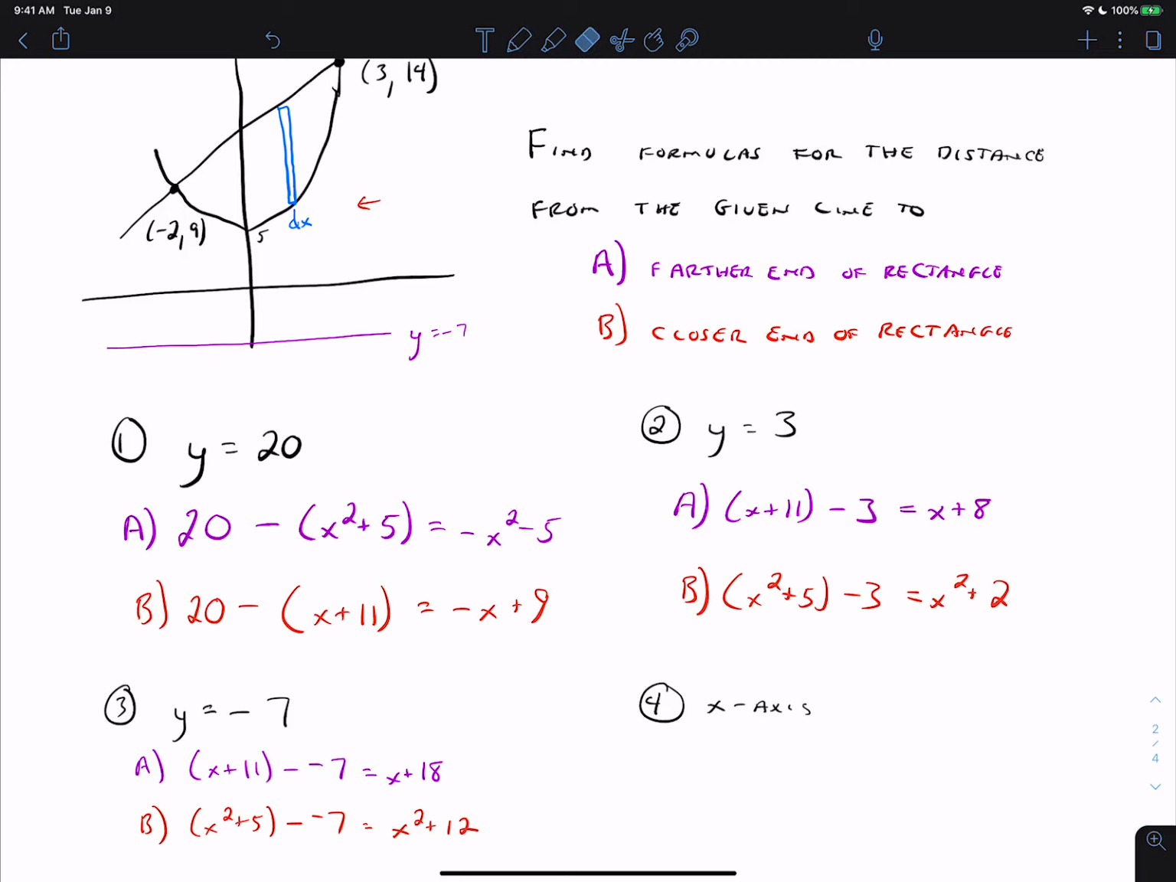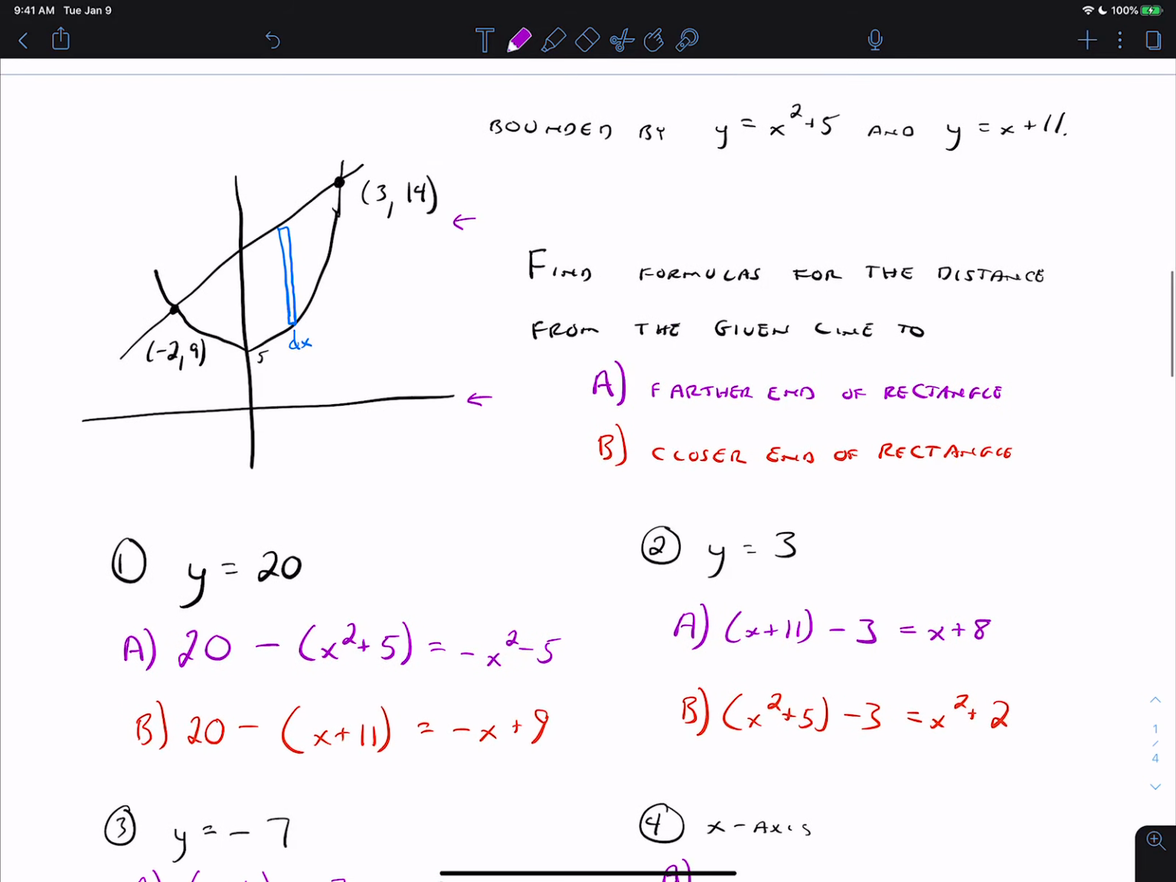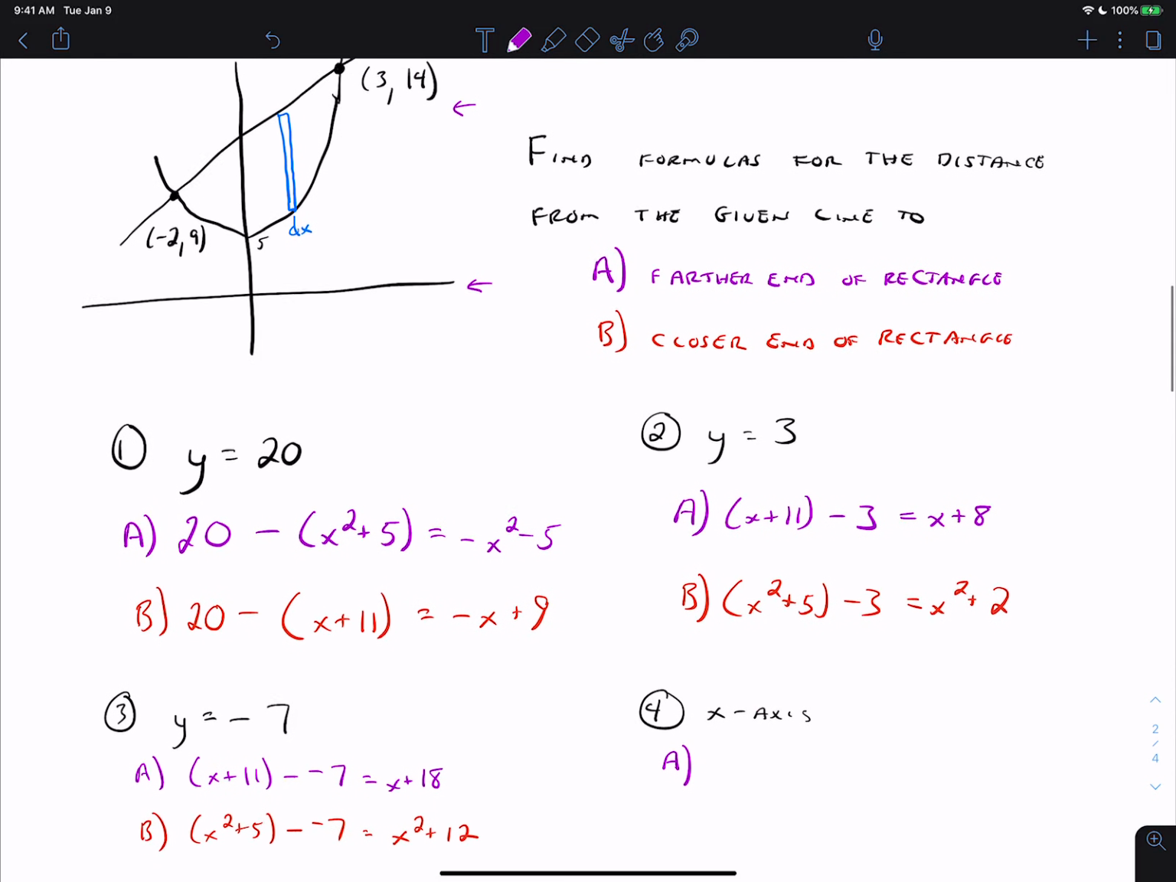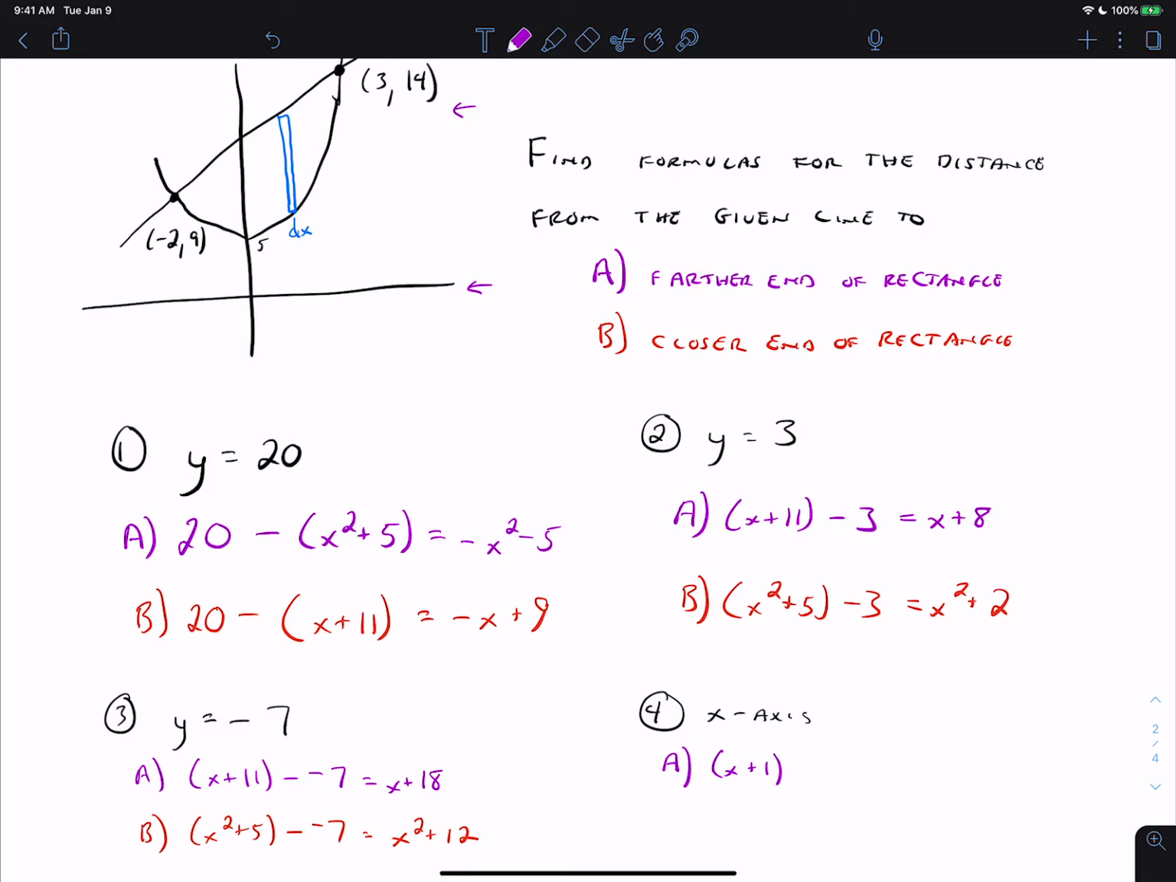When we're looking at the x-axis, it's basically the same thing, but it's a little bit weird. People tend to want to write something here that you shouldn't. Let's start with the farther end of the rectangle. If we're looking at the x-axis, which is here, the farther end of the rectangle happens to be the top. So we take the top y minus the bottom y. The y value at the top of that rectangle, again, is x plus 11. So we take x plus 11, and then we subtract the y value at the x-axis. The y value on the x-axis is 0, and we get x plus 11 minus 0, which is x plus 11. You just want to be careful there.